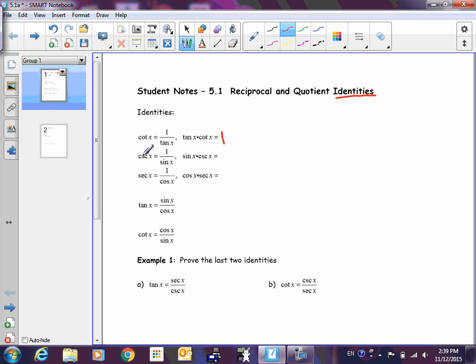Okay? We also know that cosecant is the reciprocal of sine, right? So what happens when you multiply those two things together? You get 1. See the pattern here? Secant is the reciprocal of cosine. So when you multiply cosine times secant, you get 1.